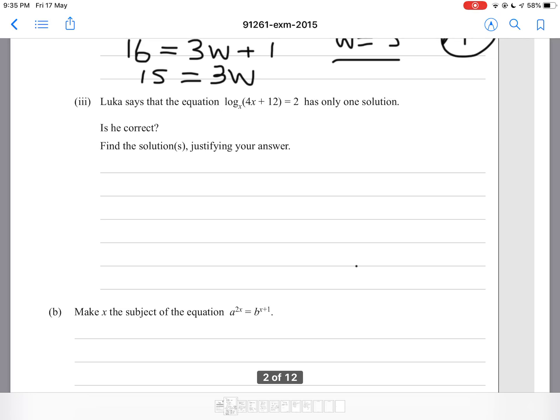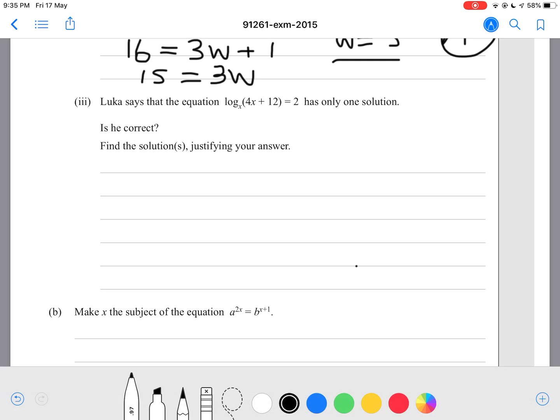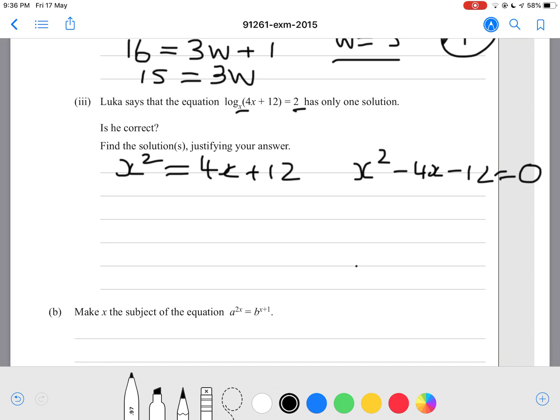Lucas says that the equation log base x of 4x plus 12 equals 2 only has one solution. Is he correct? So x is our base, 2 is our power, and 4x plus 12 is our answer. So this is actually going to give us a quadratic. So x squared equals 4x plus 12. So x squared minus 4x minus 12, because we're moving the positive to the other side of the equation, so we make that negative, and that equals 0.